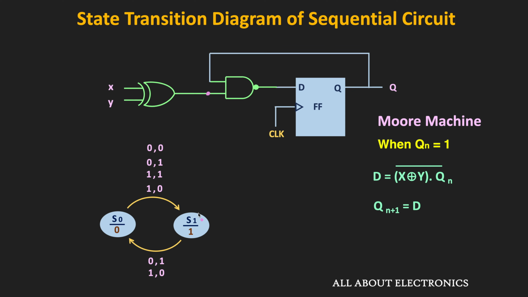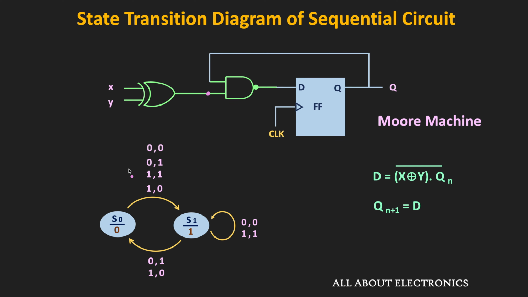Similarly, in the same state, when both X and Y are equal, that means either 0 0 or 1 1, in that case, this D input will become 1. Because here, this Qn is already equal to 1. So in that case, the circuit will remain in the same state and its output will also remain 1. So in this way, with the help of the state equations, we can easily draw a state transition diagram. And this is the state transition diagram of the given circuit.